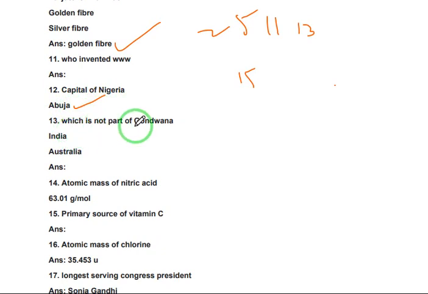And which is not a part of Gondwana? India, Australia, and I am not aware of the remaining two options. Based on the given options, which is not a part of Gondwana? Just write in comments. North America is not a part of Gondwana generally, but I am not aware of the given options. You can tell in comments regarding the 13th one. Answers for questions 2, 5, 11, 13, 15 are not given. You can write in comments.